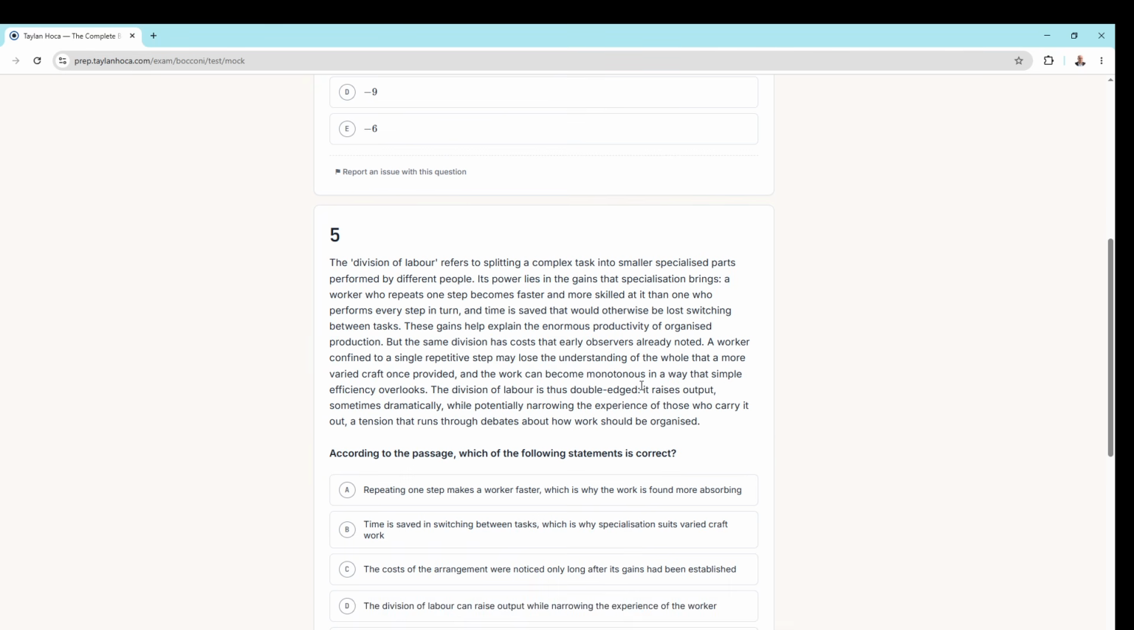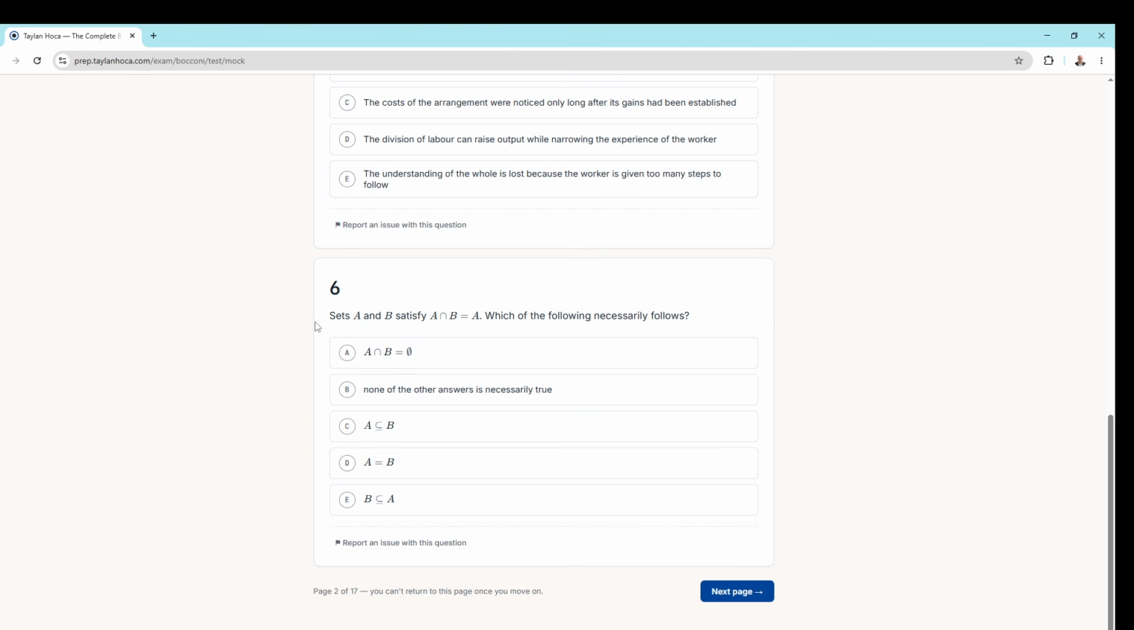All right, and another reading one, but I'm gonna do this first. A intersection B is A, necessarily follows. Okay, it is very important. It must be necessarily true. It must be certainly true. A intersection B equals A directly implies that A is a subset of B, because A intersection B is A, therefore everything in A is also in B, which means A is a subset of B.